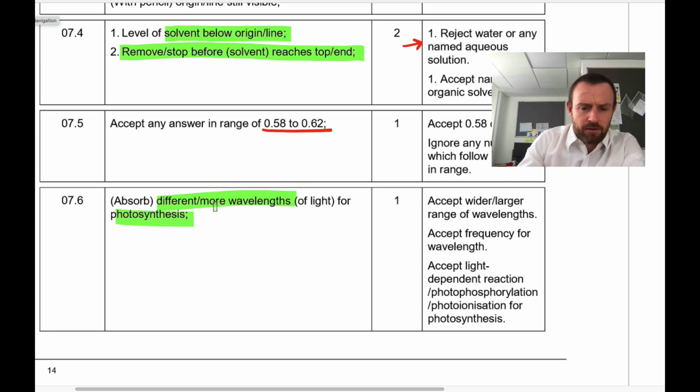I'm interested that you have to say photosynthesis. Actually, it's not underlined. I wonder if you get the mark for saying can absorb a wider range of wavelengths and just left it there. Would you get the mark? I don't really know. To be safe, try and remember, absorb a wider range of wavelengths for photosynthesis.